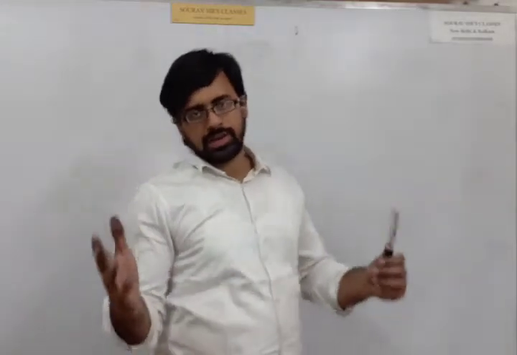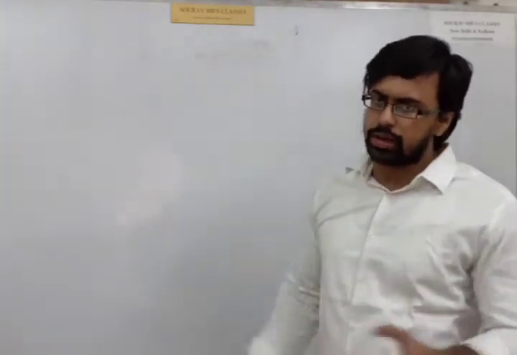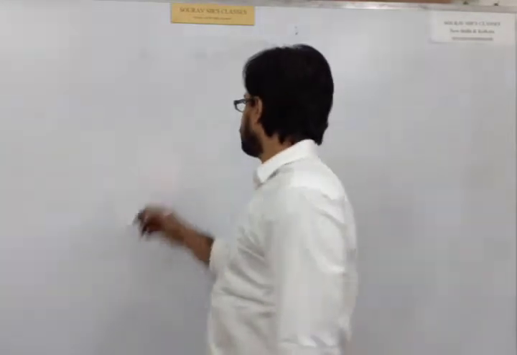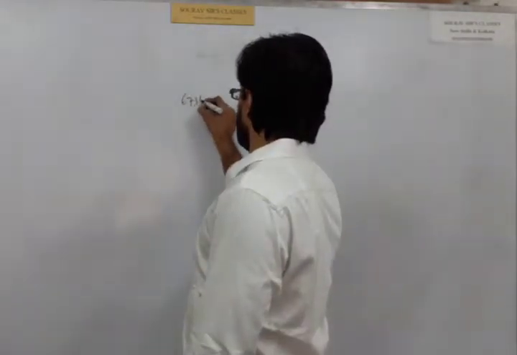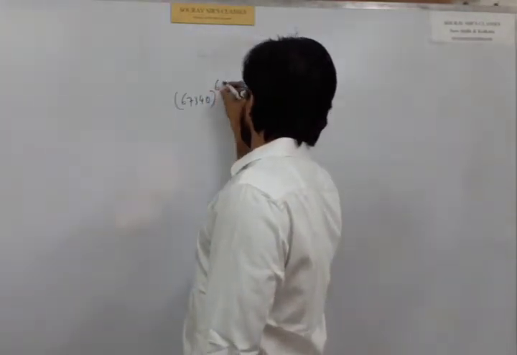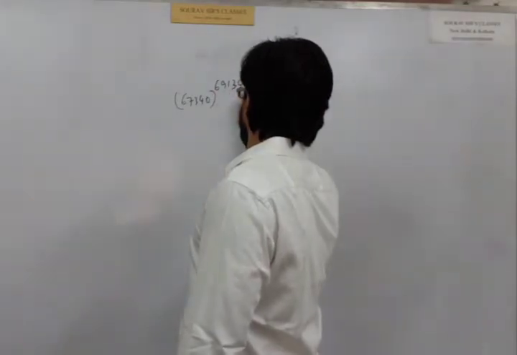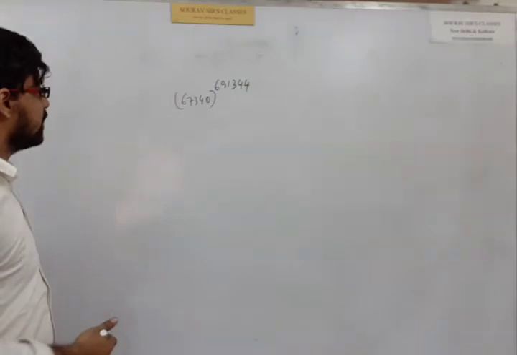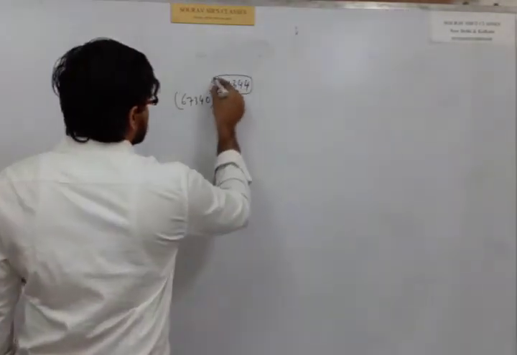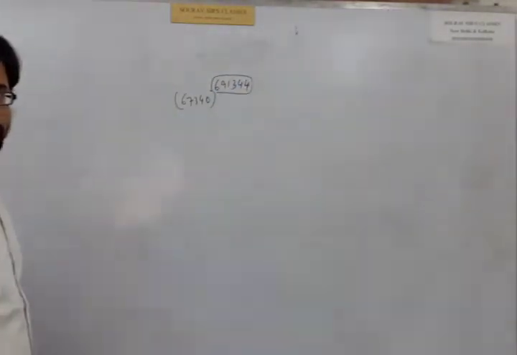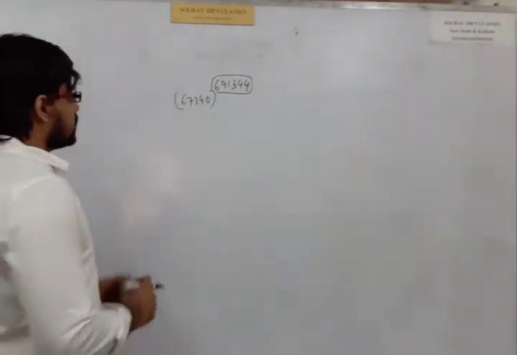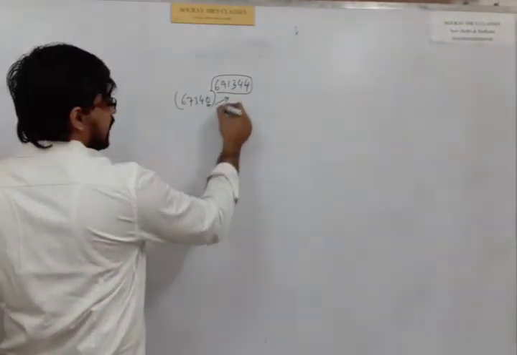If I give you a very big expansion and ask you how many zeros are at the end. For example, I give you 67350 to the power 691324. This is big, right? But how many zeros at the end? The answer is directly 691344. 691 and 344. Because that will be repeated every time, this will be coming.